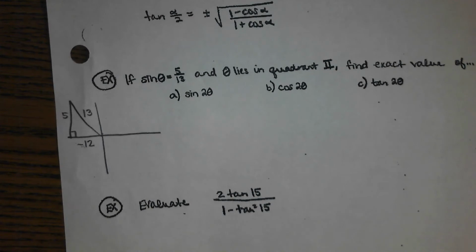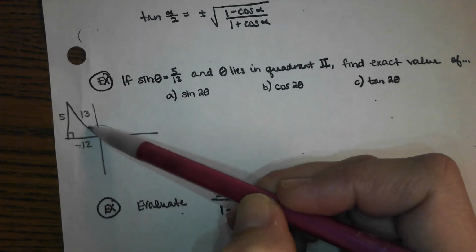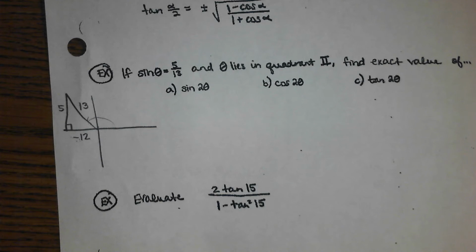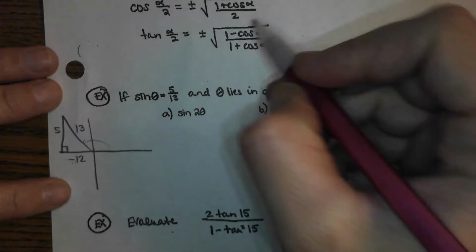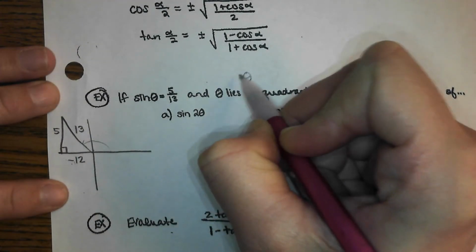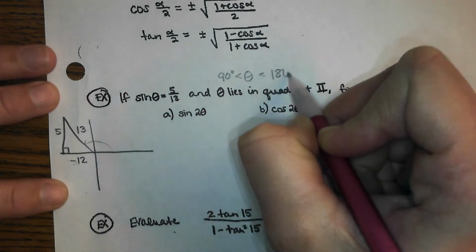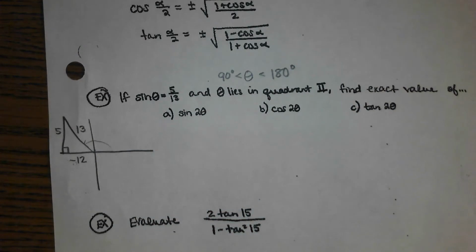Now, to find the exact value of the sine of 2 times theta, we're just going to use the formula, but there's some thoughts I want you to have. If theta is in quadrant 2, where is 2 times theta? Because theta being in quadrant 2 means it's somewhere between, and we'll do degrees because I know most of you are more comfortable with that, 90 and 180.